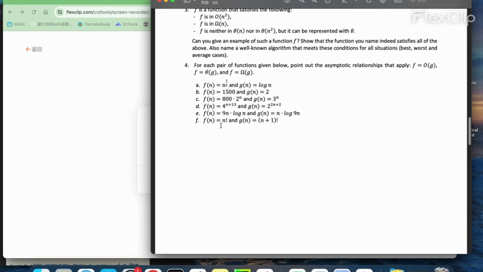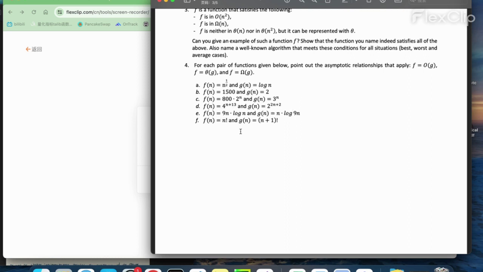And for E, both of them are linear log growth, so the only difference is the inside constant factor. So we can simplify g(n) to n times log n plus n times log 9, because log 9 is a constant, so it doesn't matter. So basically they are quite the same. So g(n) is big theta, big O, and big omega of f(n). Those f(n) and g(n) are quite the same.